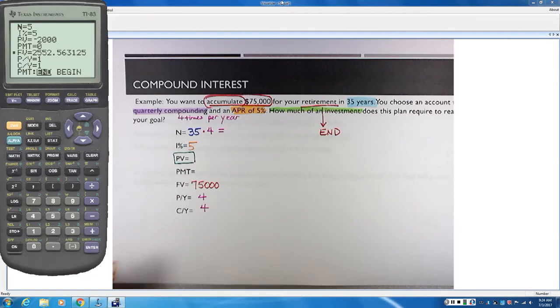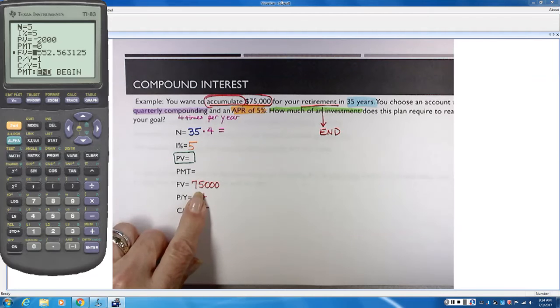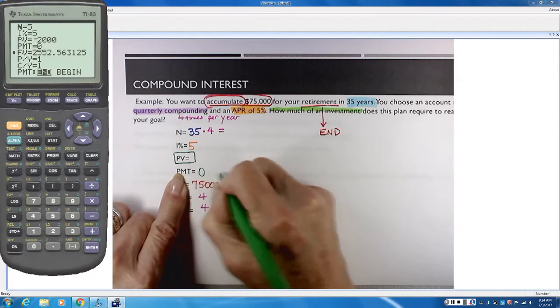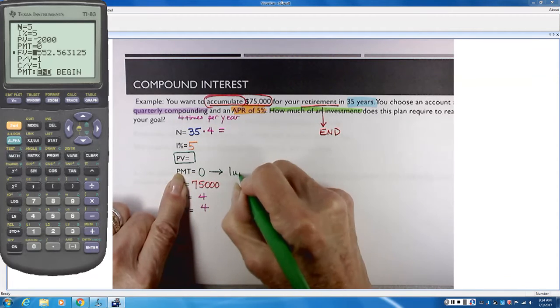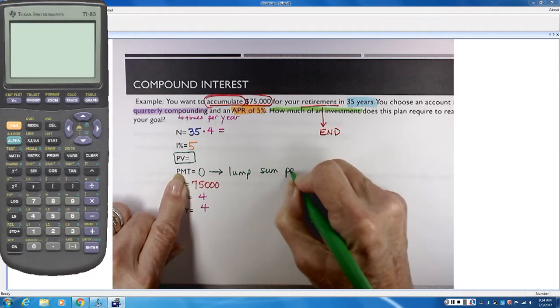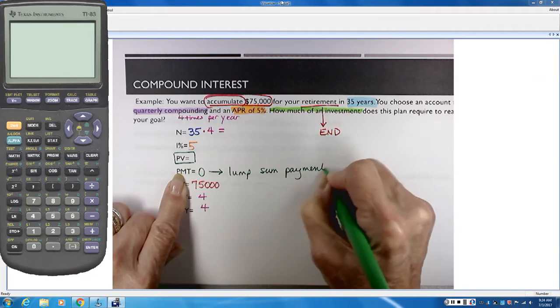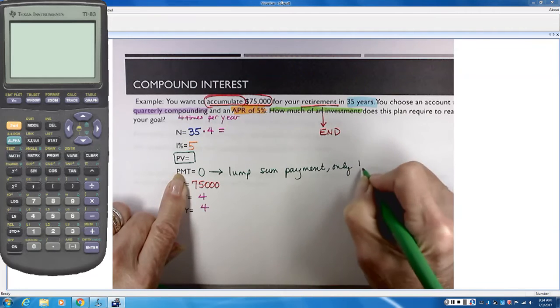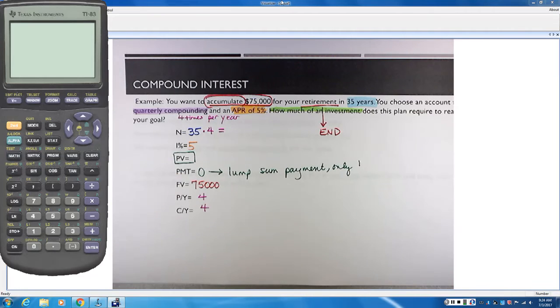And remember, that's going to come out to be a negative number because your future value is positive. What you put in is money you pay out, and that's negative. It doesn't say anything about making payments. Your lump sum payment is going to be the only one. So we go to the solver.